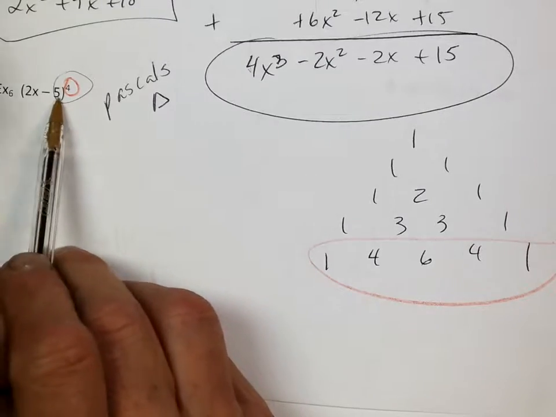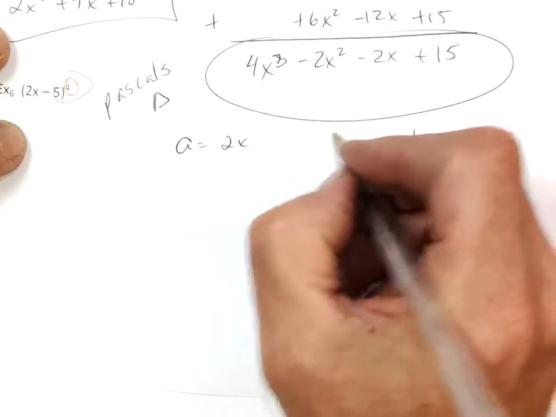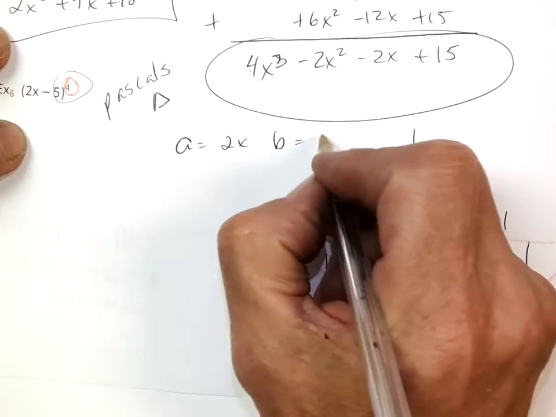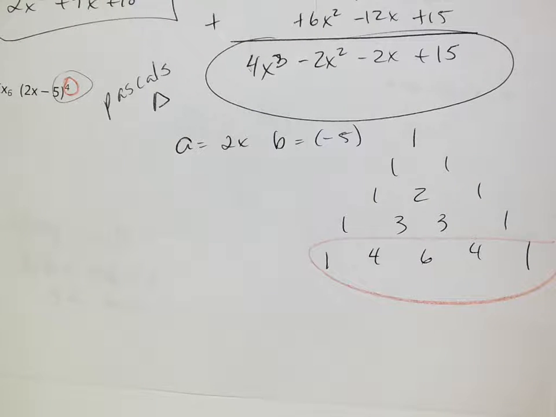Sometimes it's easier just to say, okay, A is 2x, and B is going to be a negative 5, okay? I'm going to just do my A's and B's first, and then I'll replace the A's and B's, okay?